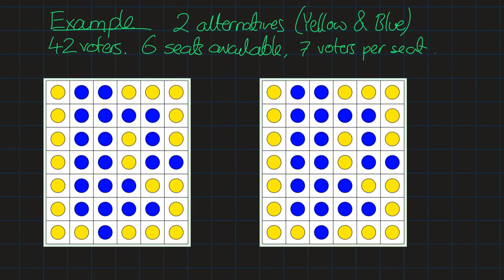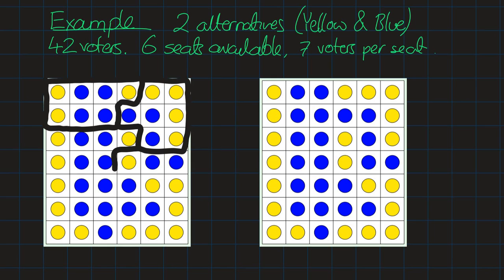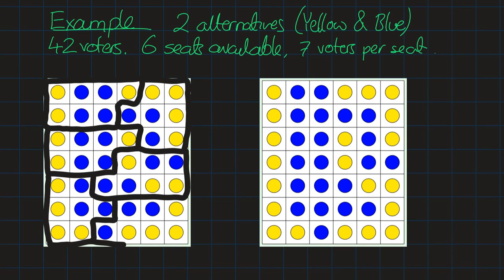In my state there are 6 seats available, and I have to have 7 voters per seat. So the question is how many seats does yellow win and how many seats does blue win? It's a reasonable question. Well, it all depends on how I choose my districts. For example, if I district like this, each of these should have 7 voters, so that's 7 circles each.